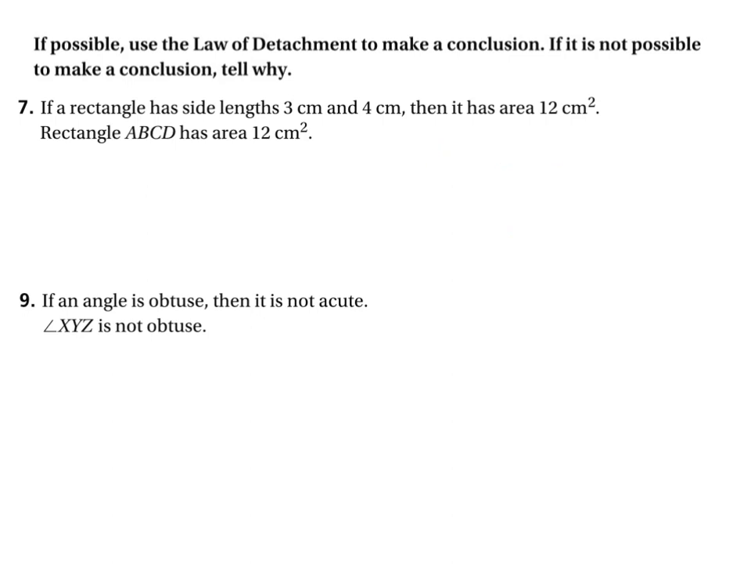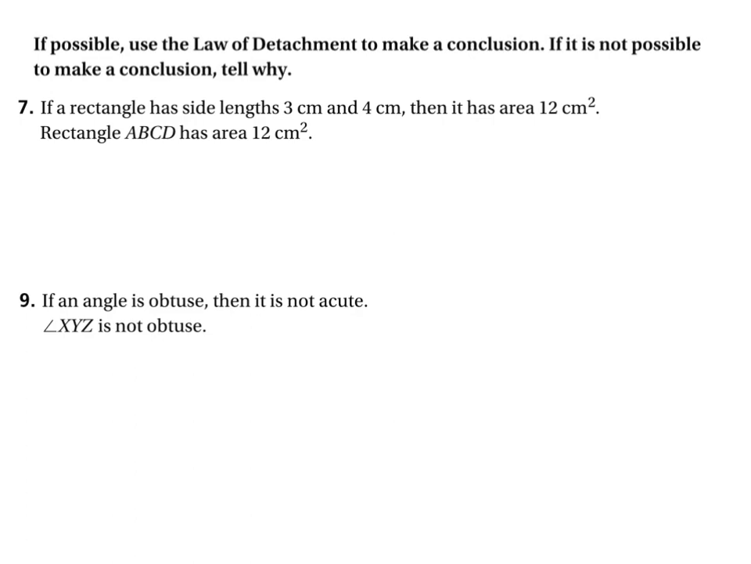So let's see. Okay, if a rectangle has side lengths 3 centimeters and 4 centimeters, then it has an area of 12 centimeters squared. Okay, and rectangle ABC has an area of 12 centimeters squared. It would seem like you would want to say, oh, well then the rectangle has sides 3 and 4.